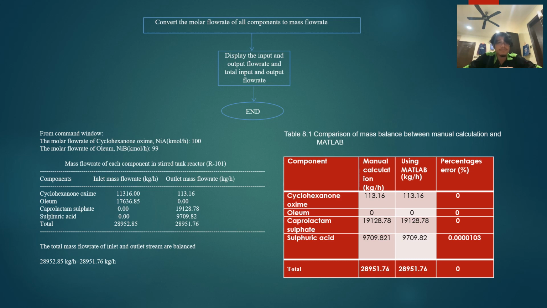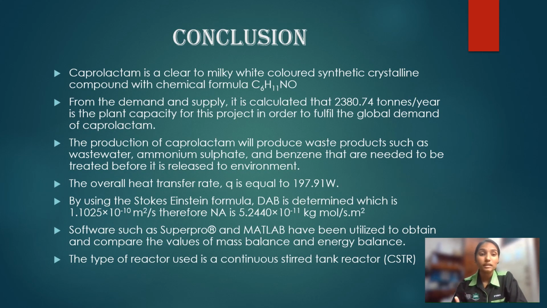0.0000103% error. In conclusion, caprolactam is a clear to milky white colored synthetic crystalline compound with chemical formula C6H11NO. From the demand and supply, it is calculated that 2,380.74 tons per year is the plant capacity for this project in order to fulfill the global demand of caprolactam. The production of caprolactam will produce waste products such as wastewater, ammonium sulfate and benzene that need to be treated before it is released to the environment.